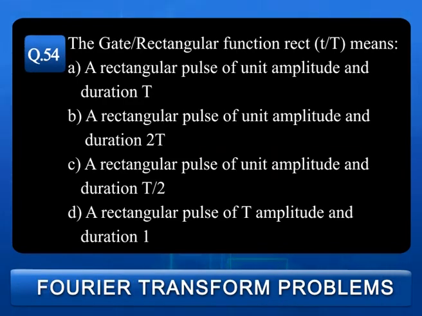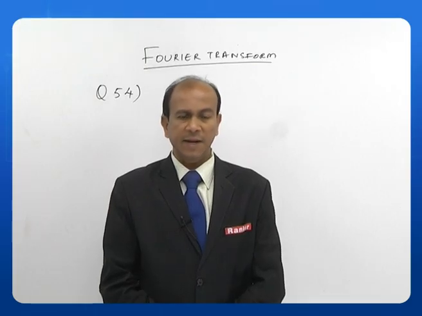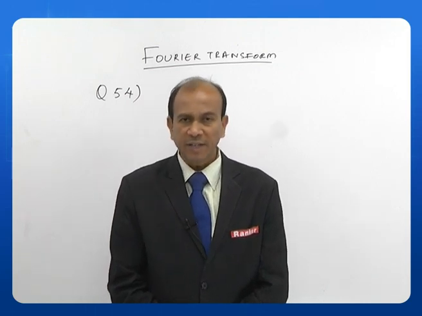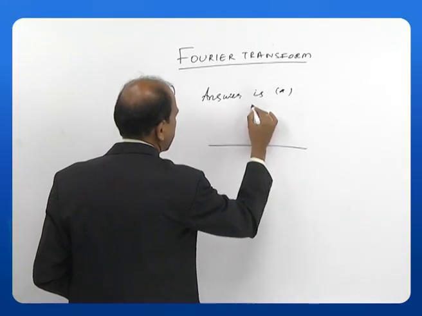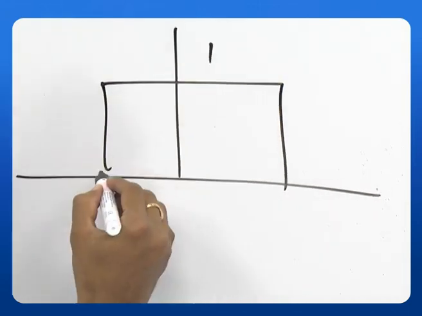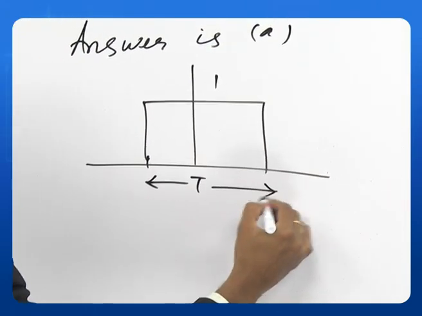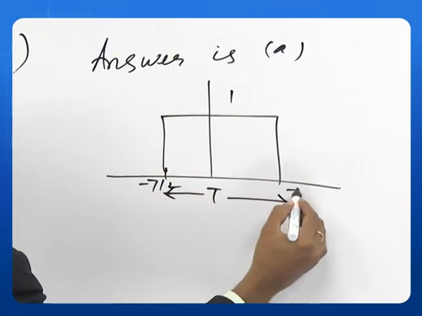The 54th question is as follows. The gate or rectangular function, rect of t by T, means A, a rectangular pulse of unit amplitude and duration T, B, a rectangular pulse of unit amplitude and duration 2T, C, a rectangular pulse of unit amplitude and duration T by 2, or D, a rectangular pulse of T amplitude and duration 1. The answer is A. It is a rectangular pulse of unit amplitude and duration T. So it will be a rectangular function of unit amplitude that exists from minus T by 2 to plus T by 2.